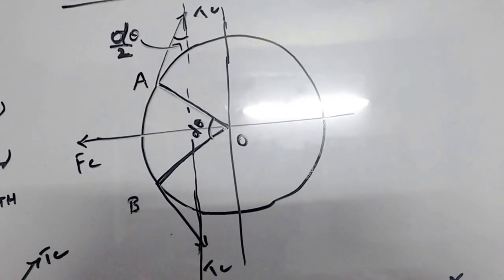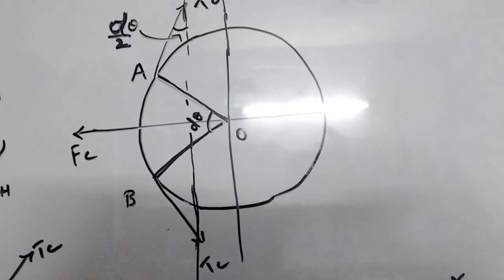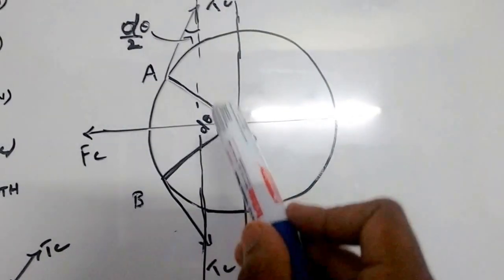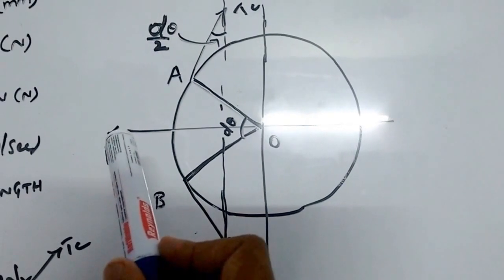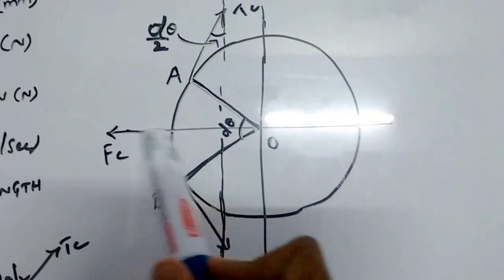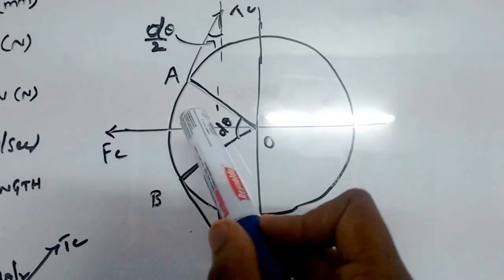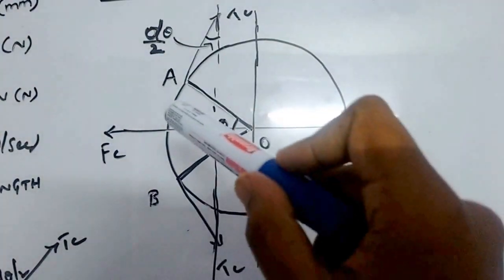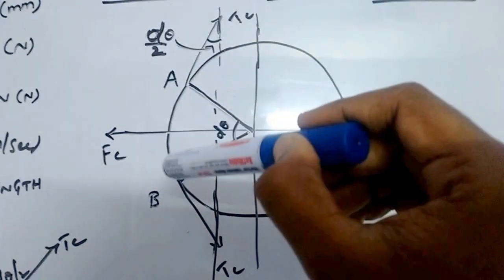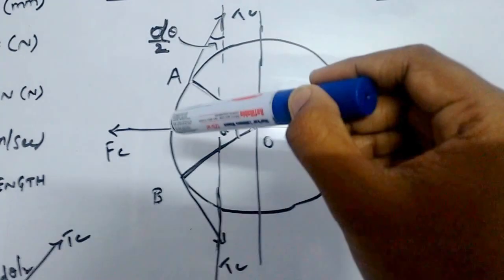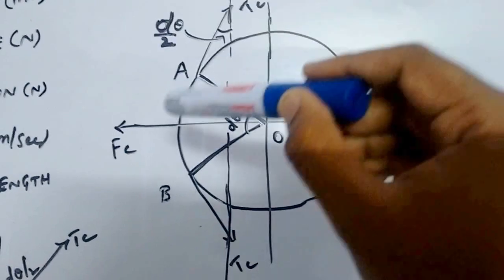Now let us consider capital R to be the radius of the pulley, and because of the rotation of the pulley, a centrifugal force is developed which is away from the center. Fc is the centrifugal force, which is always acting away from the center. Because of this centrifugal force, some centrifugal tensions are developed in the belt.